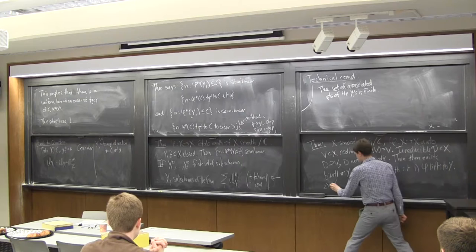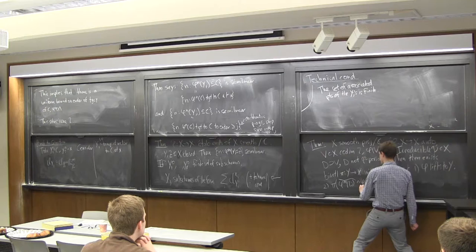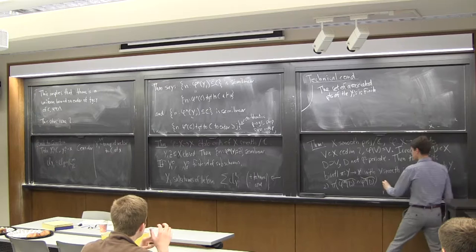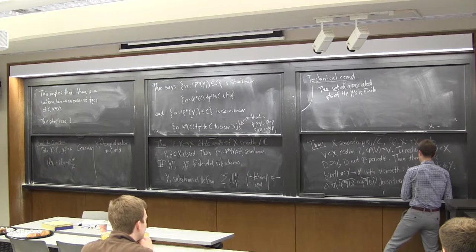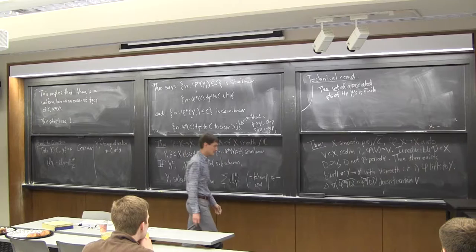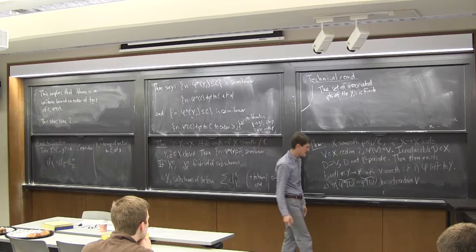So if I take phi^m of D, take the strict transform on Y, and intersect it with phi^n of D, the strict transform on Y, and then look at the image of that on X, it doesn't contain V. Maybe it still meets a point of D. They're not disjoint above every point of V, but they're as disjoint as they can be.